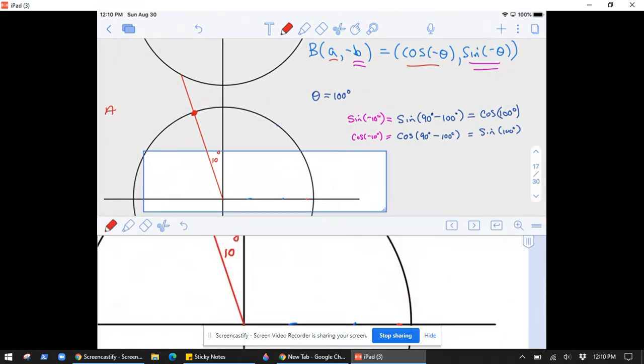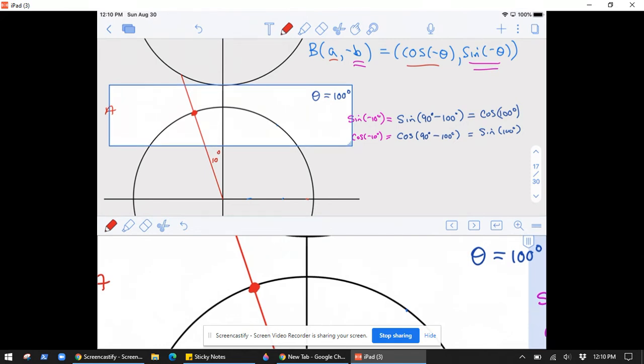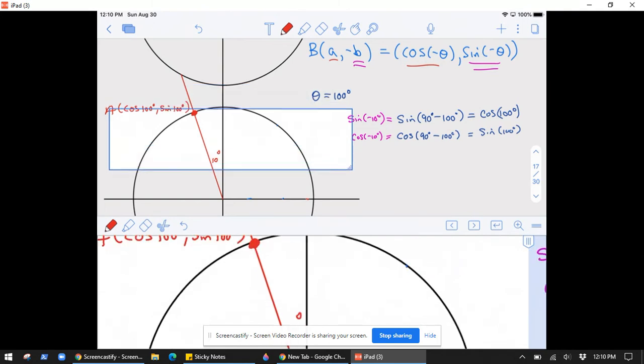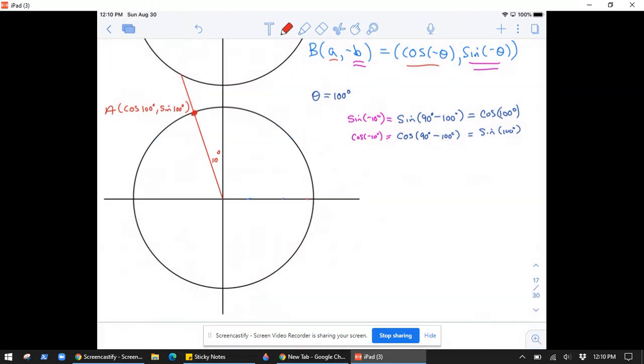That can be expressed as cosine of 100 degrees, sine of 100 degrees. Okay, and make a right triangle here. Note what that means is that this here must be 80 degrees there. And that means this also is 10 degrees right there.